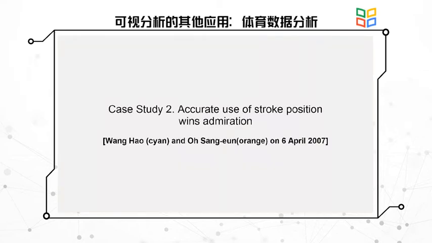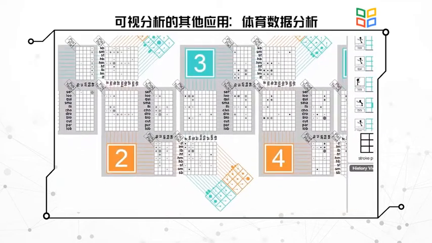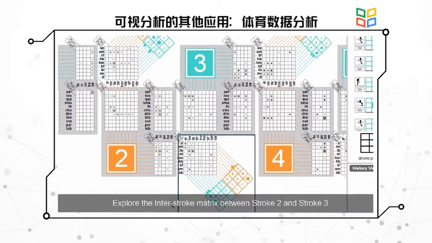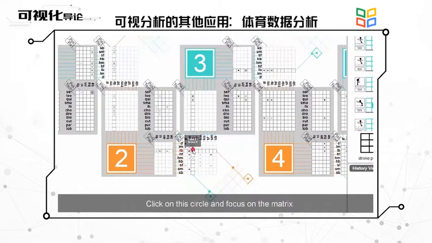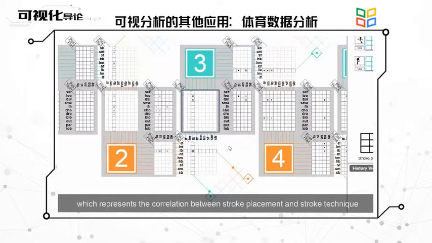Case study 2. We start by exploring the inter-stroke matrix between stroke 2 and stroke 3. The largest circle indicates that both players were likely to strike the ball to the backhand area. We further click on this circle and focus on the matrix which represents the correlation between stroke placement and stroke technique of the third stroke.